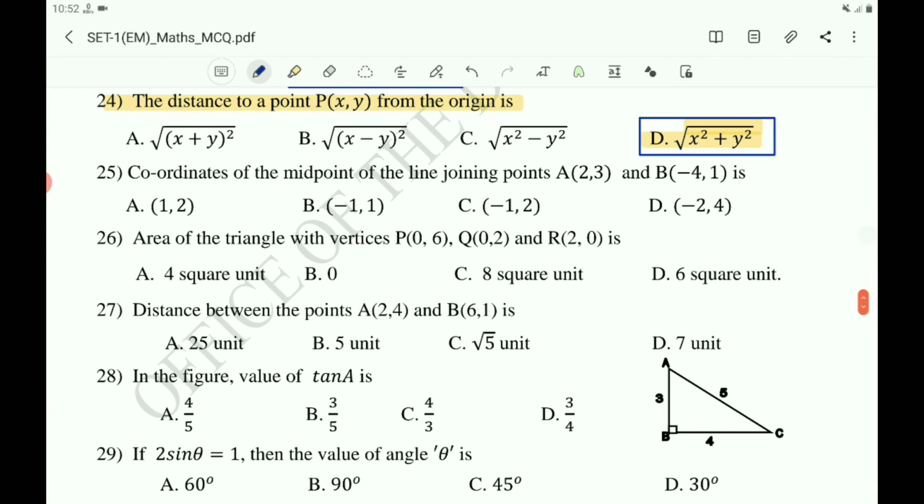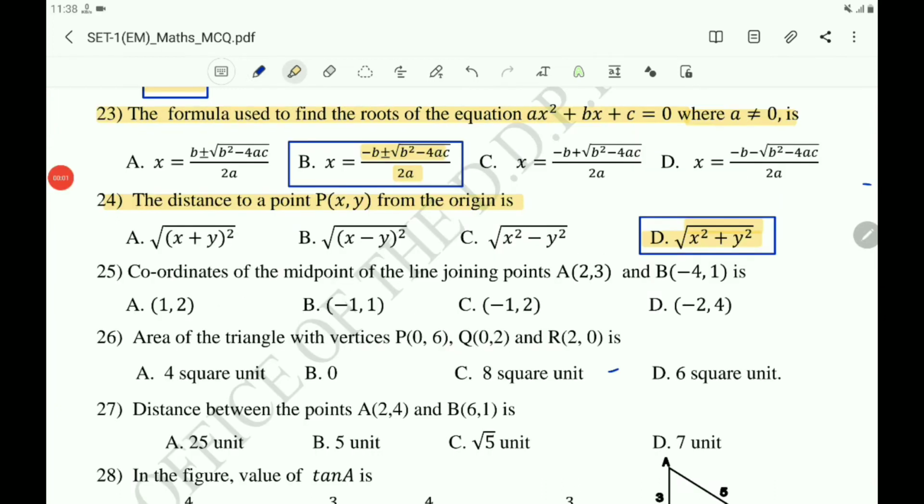Then you take the question number 25. Coordinates of the midpoint of the line joining points A 2, 3 and B minus 4, 1 is. Here we have to use the midpoint formula. What is that midpoint formula? x1 plus x2 by 2, y1 plus y2 by 2. These are x1, y1. These are x2, y2. Then x1 plus x2 means 2 minus 4 by 2, y1 plus y2 means 3 plus 1 by 2.